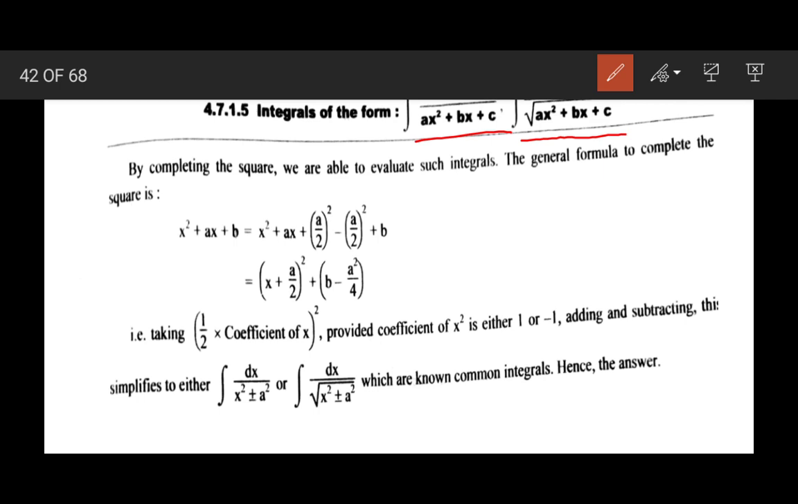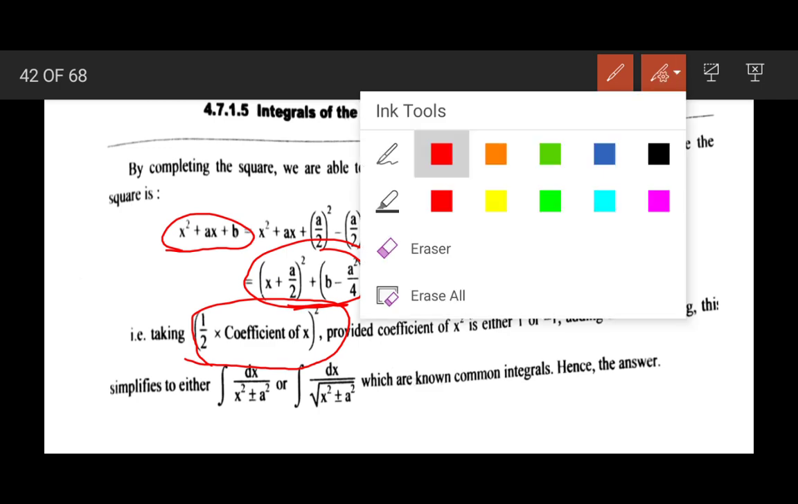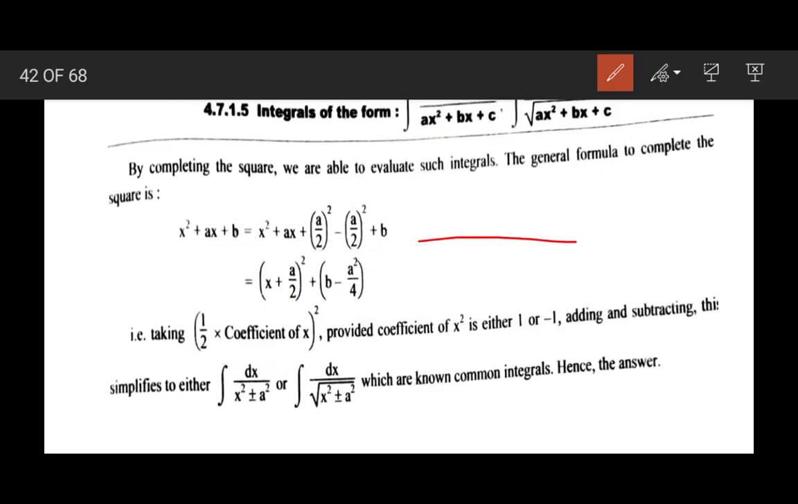So what we are going to do, we are going to find the third term. The third term formula is half into the coefficient of x the whole square, and then we are going to add and subtract this third term, and we will convert this quadratic equation into whole square form like this. Let's see the example, then the concept will be very clear to you.